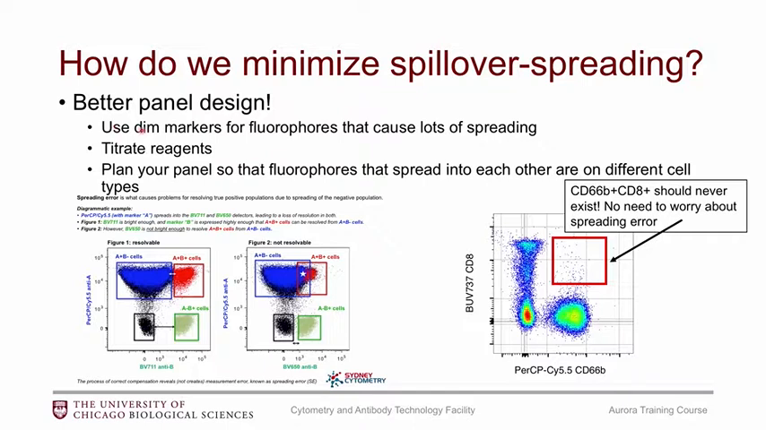Another way is to use dim markers because remember, the brighter the marker is, the more spreading it causes. So if there is a fluorophore that causes a lot of spreading, then I try to put that on something that is a bit dimmer. And then also just a reminder to titrate your reagents, because by titrating them, you can get them to their dimmest possible intensity. And so you're going to get better results if you don't have an excess of very bright fluorophore, if you could get by with a less bright fluorophore or a lower concentration.